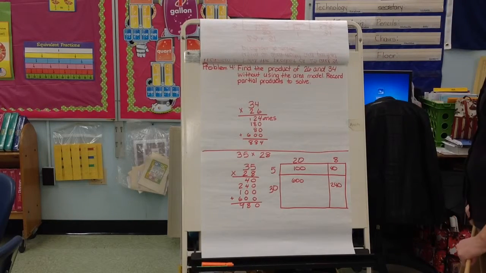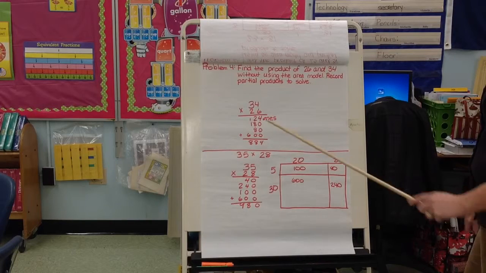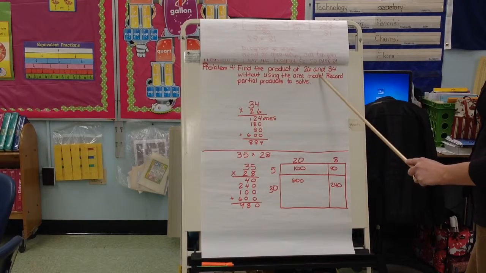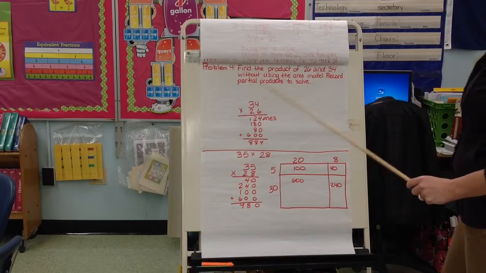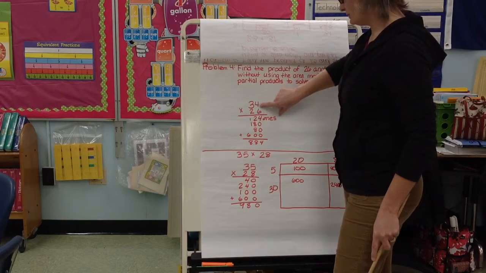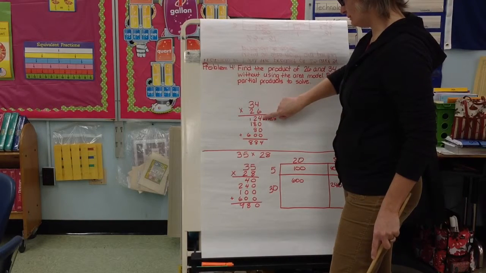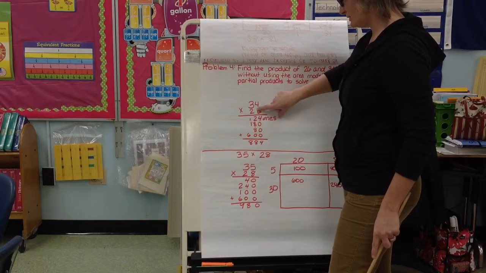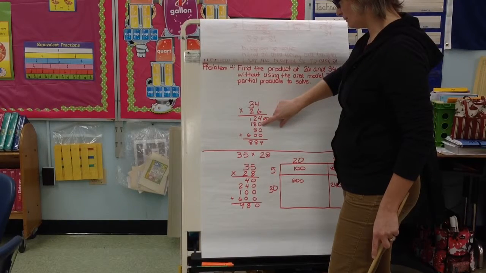Okay, find the partial product of 26 and 34 without using the area model. Record partial products to solve. Okay, so let's look at 26 and 34. 4 times 6 is 24 ones. 6 times 3 tens is 180.